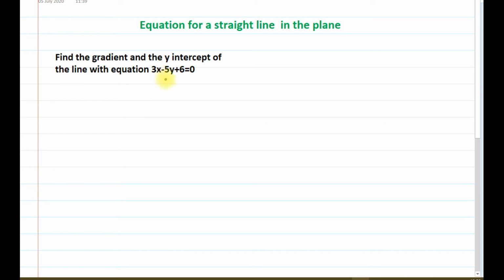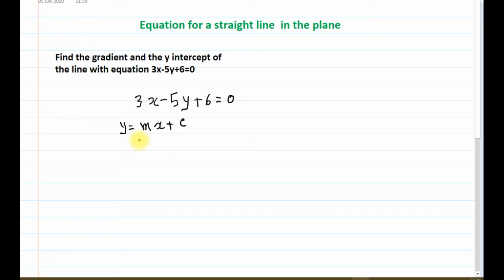Next question is asked to find the gradient and the y-intercept of the straight line with equation 3x minus 5y plus 6 equals 0. So if I write my equation here, 3x minus 5y plus 6 equals 0. I need to write this in the form y equals mx plus c to find the gradient and the y-intercept. To do this, we just do a little bit of algebra.